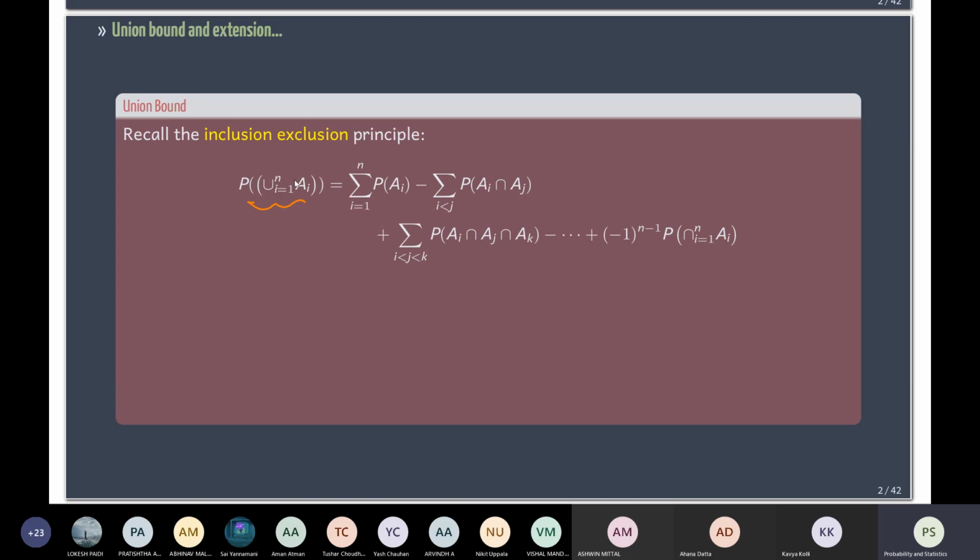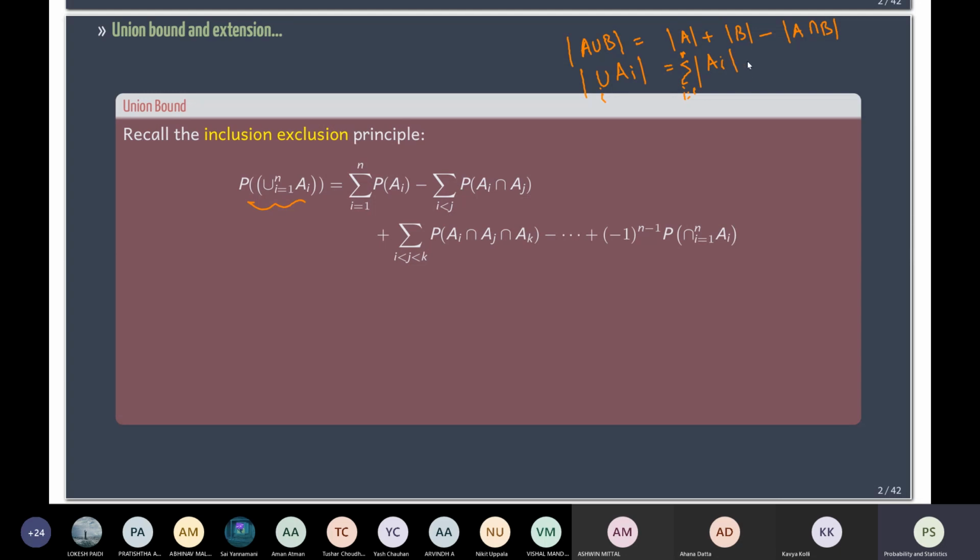From set theory, what we know is the cardinality of the union. Let us say the cardinality of A union B is the cardinality of A plus the cardinality of B minus the cardinality of A intersection B, right? This can be generalized. So the cardinality of the union over i of A_i will be the sum over i equal 1 to n of the cardinality of A_i.